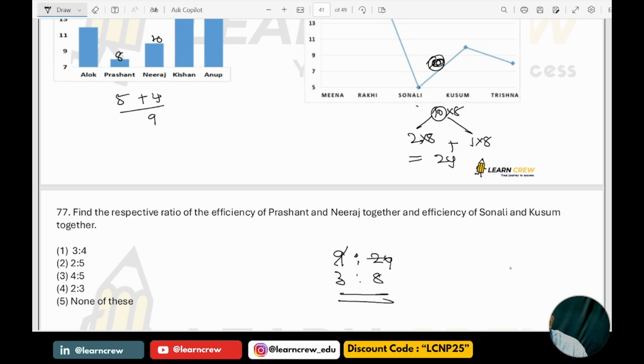Am I correct or not? Any mistake is done? Prashant and Neeraj, 8 and 10. Sorry, it is not actually 80, it is 40 now. So I have to make 4 times here. 2 4s are 8, 1 4 is 4. So 8 plus 4 is 12. So 9 is to 12 means 3 3s are, 3 4s are. 3 is to 4 is the answer.